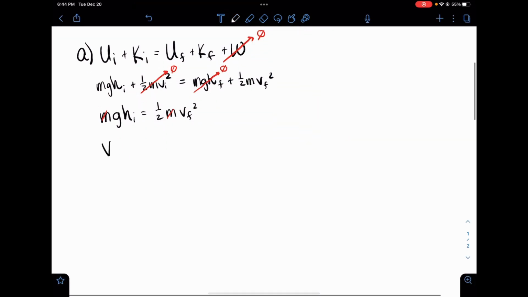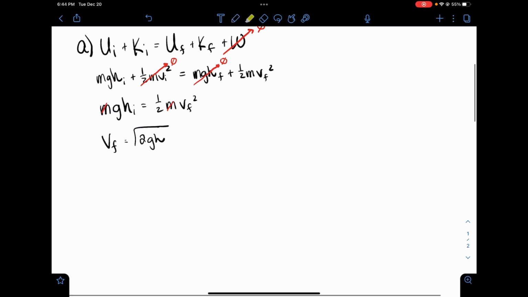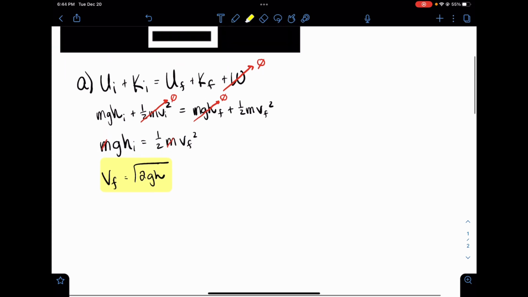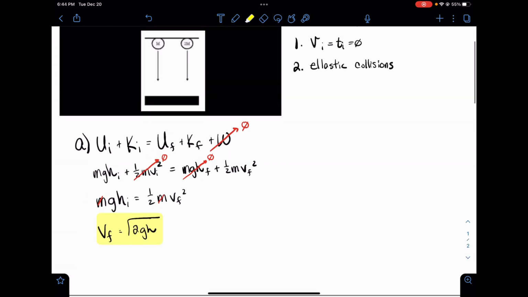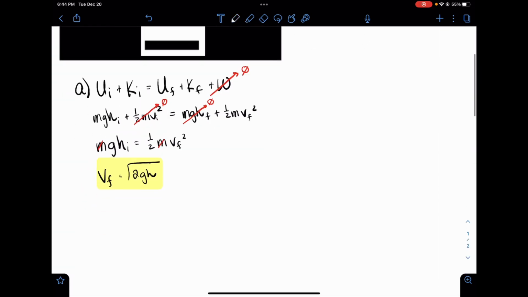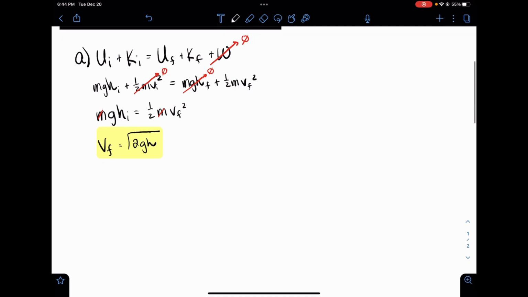And if you want to solve for your final velocity, it's just going to equal the square root of 2 times gravity times your starting height. And this is your final velocity at any height for any ball with any mass. And that's why I didn't even specify when we started this equation whether I was looking at ball 1 or ball 2, because the mass is independent of the final speed.